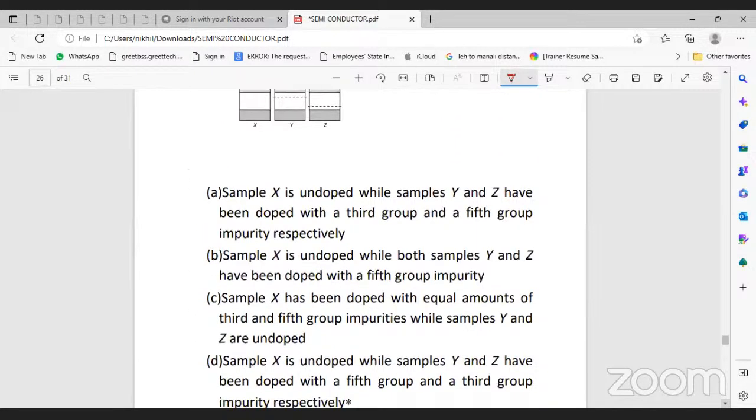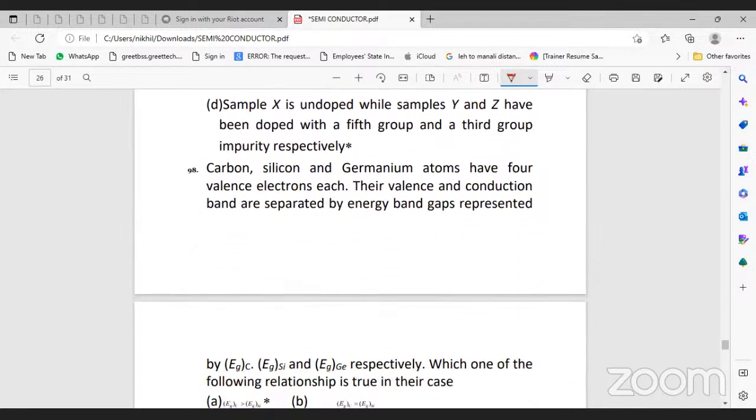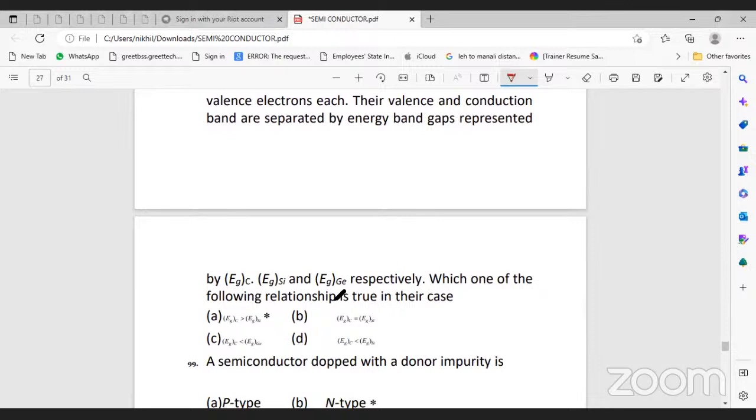The next one is also the same, based on that. Carbon and silicon energy gap: the energy gap for carbon is more compared to silicon. Energy gap in the case of carbon is more than the energy gap in the case of silicon.